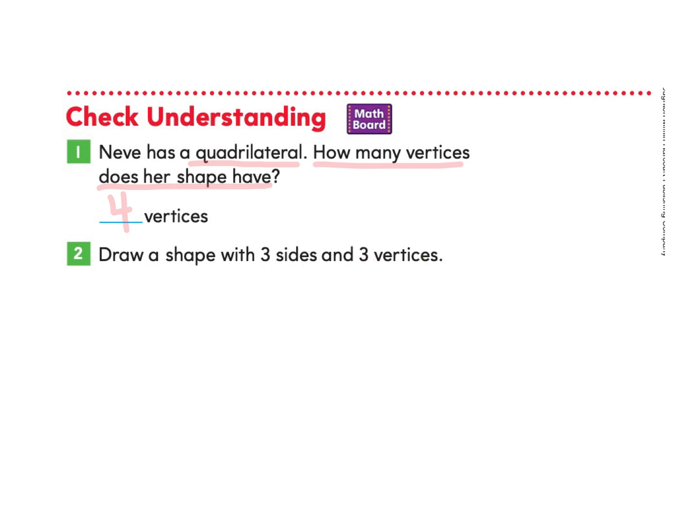You can always pause and try this part on your own and come back to check your answer. I'm going to draw 1, 2, 3 sides, and I'm going to double check that I have 1, 2, 3 vertices. I've drawn a triangle.